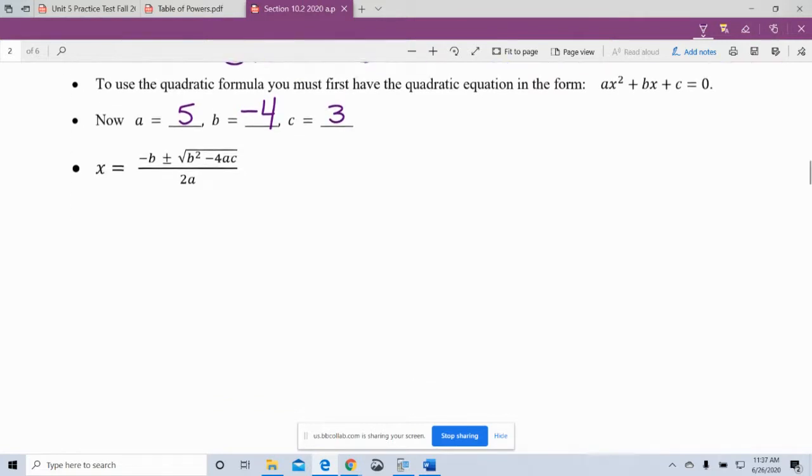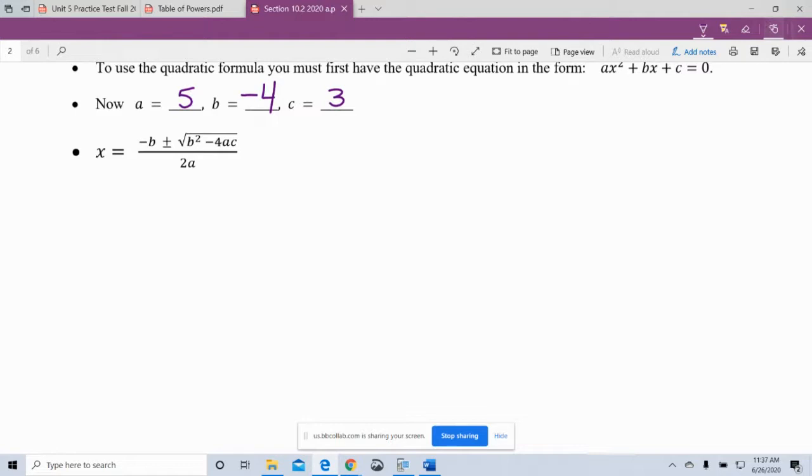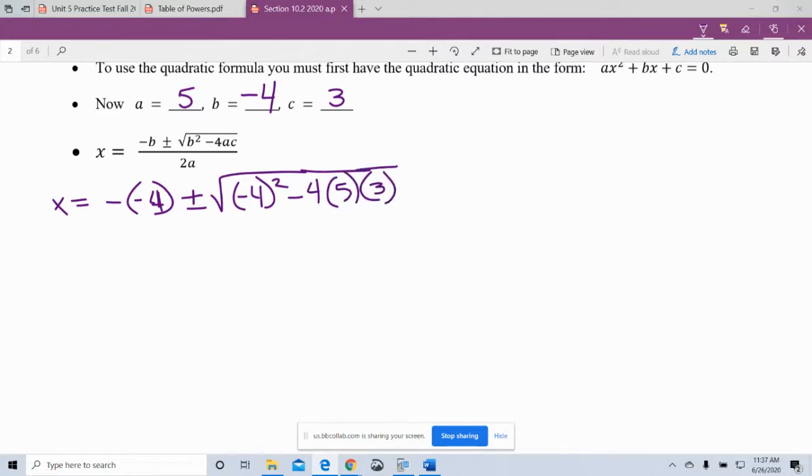And now I'm solving this using the quadratic formula. Here is my quadratic formula, and all I have to do is substitute my values of a, b, and c in. So I get x equals the opposite of my b, which is negative 4, plus or minus the square root of my negative 4, which has to get squared, minus 4 times my a, which is 5, times my c, which is 3. And all of that has to get divided by 2 times a, so that's 2 times 5. All right. The opposite of negative 4 is positive 4.